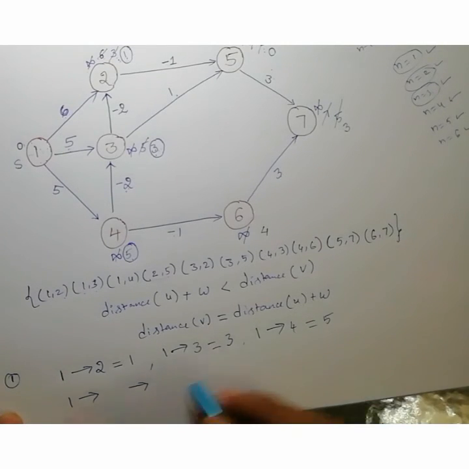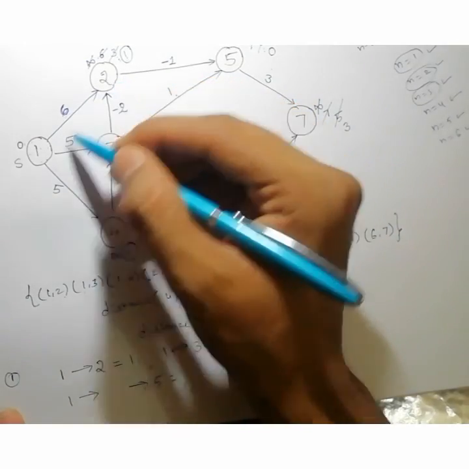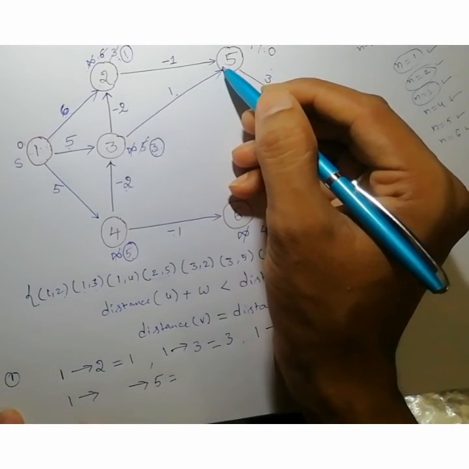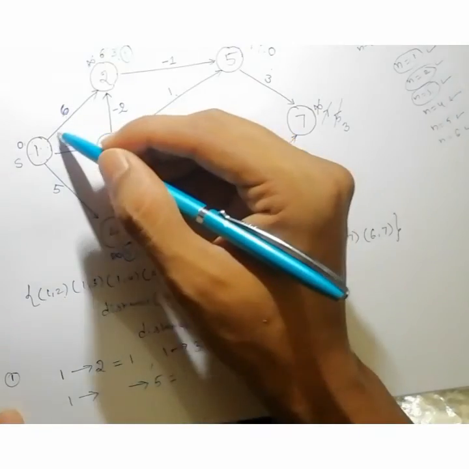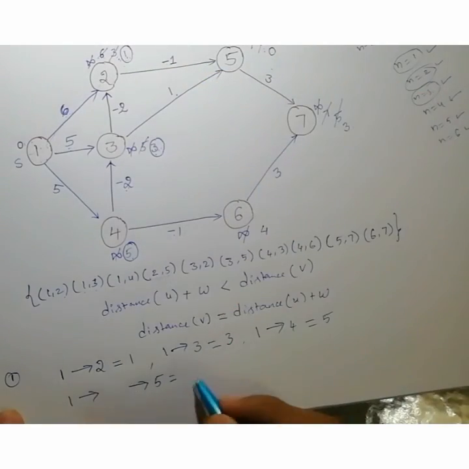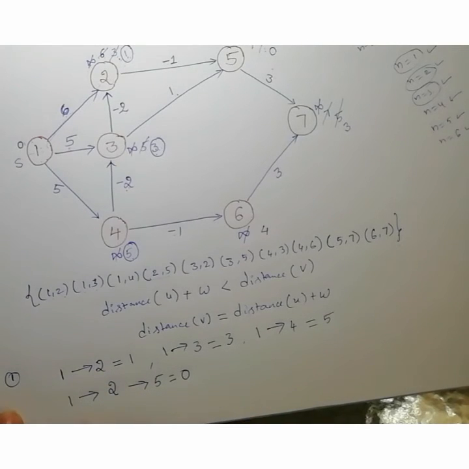1 to 2, 1 to 3, 1 to 4. Again 1 to 5. What is the distance? Because we don't have a direct edge, we are making the shortest distance by using an intermediate node, that is 2. 1 to 2, 2 to 5. Is it right? Yes. So 1 to 2 distance is 1. 1 minus 1 distance is 0. That is 0. So by using intermediate node 2.